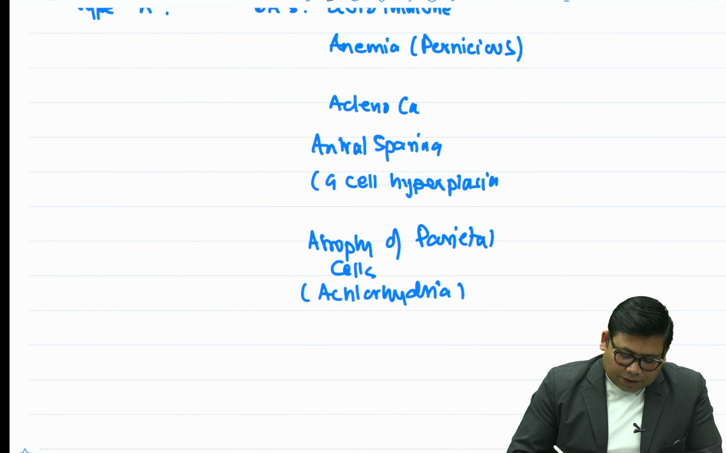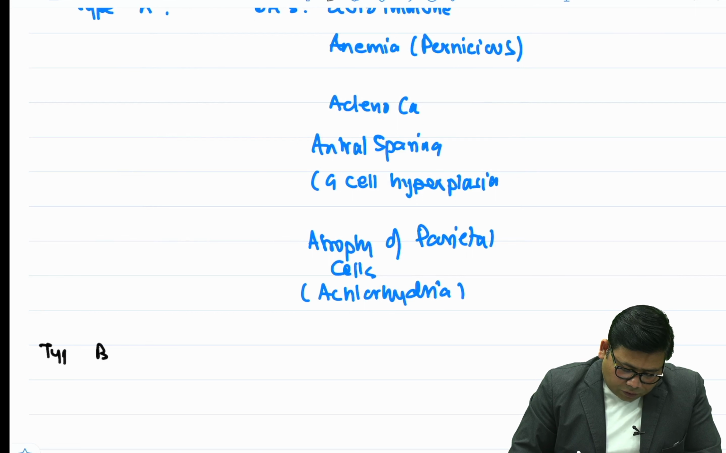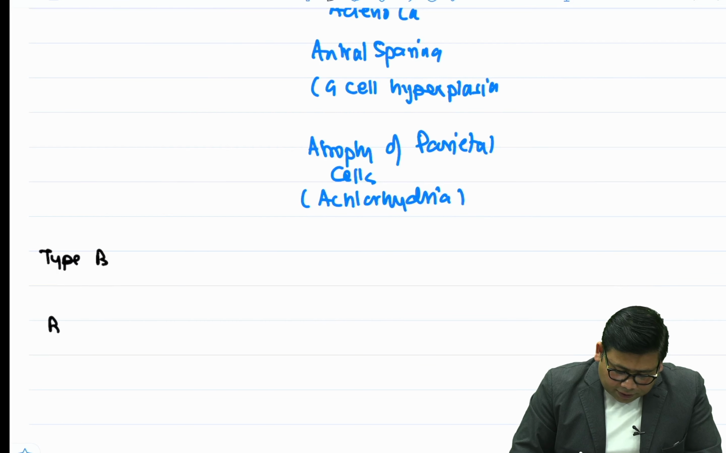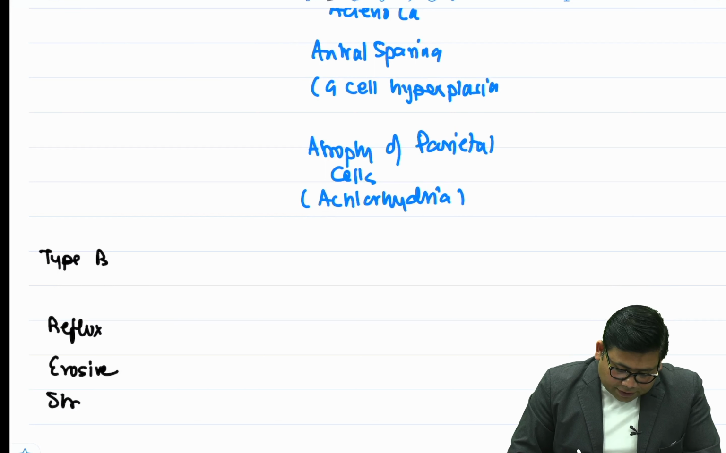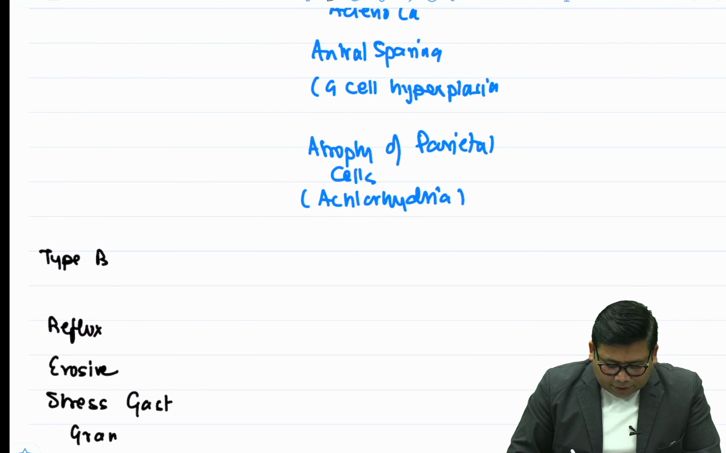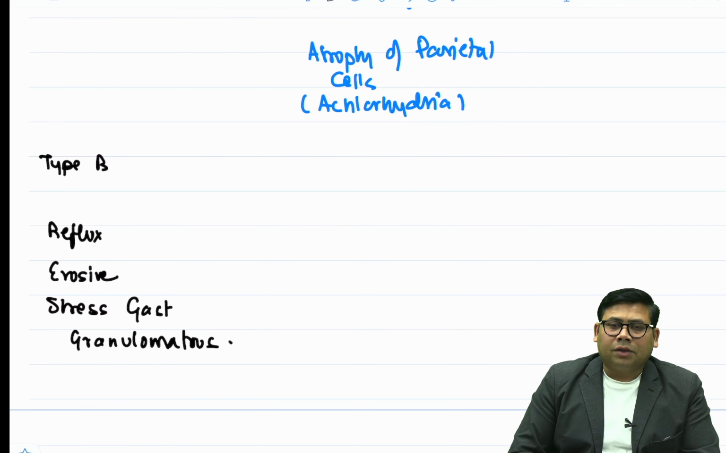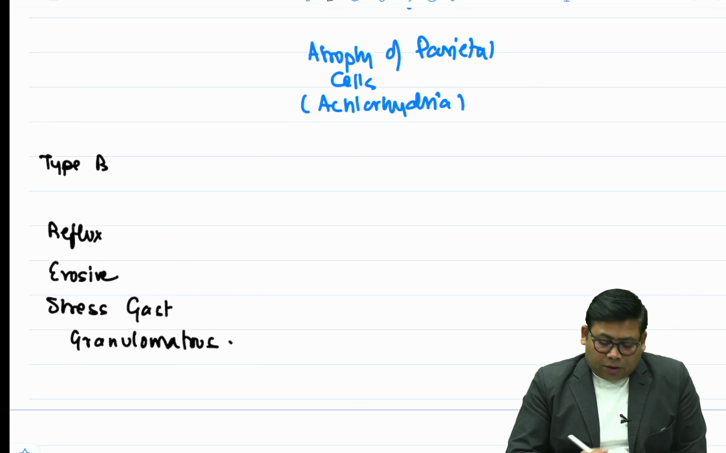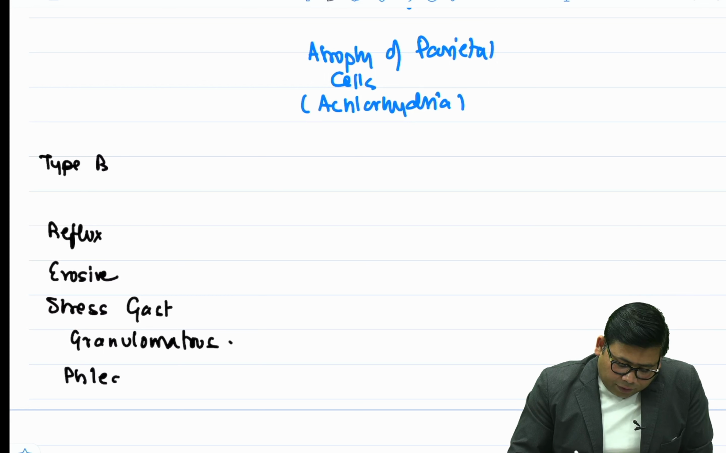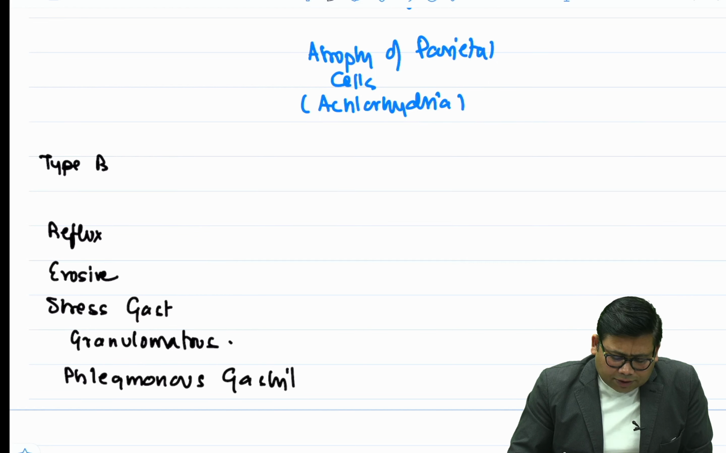Then according to this classification, we have type B gastritis also, we have reflux gastritis also, we have erosive gastritis also, we have stress gastritis also, we have granulomatous gastritis, associated with infections like tuberculosis, etc. Then we have steroid induced, we have phlegmonous gastritis also. So there are a lot of things that we need to understand here.